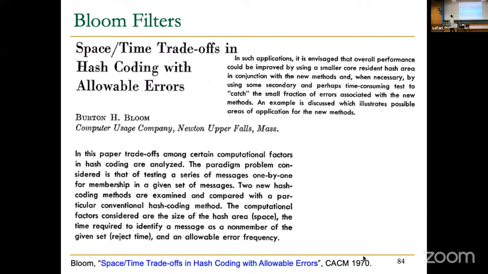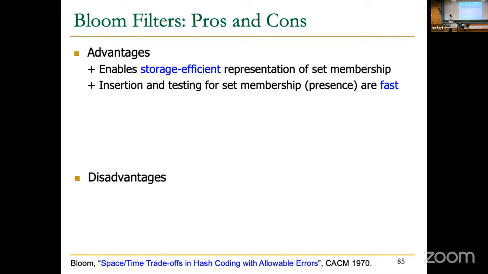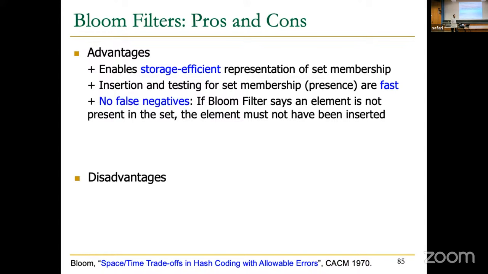Okay. So we have some advantages and disadvantages of Bloom filter. It enables storage-efficient representation. So you don't have to store as large a bit array as the number of elements in your set. You can store it really efficiently. And insertion and testing of set membership are fast. You don't need to do some expensive search. You just run some hash functions. They map to some locations. It's almost all one, right? Maybe it's all one. Yeah, if the number of hash functions is the same, it's all one. Okay, so it's fast. And there are no false negatives. So this is really important.